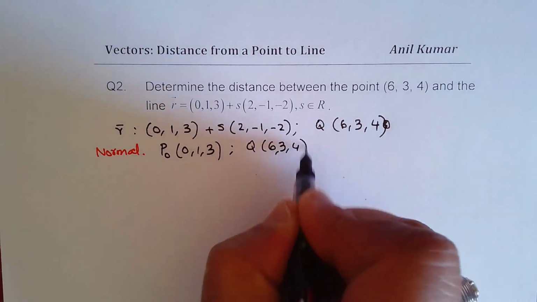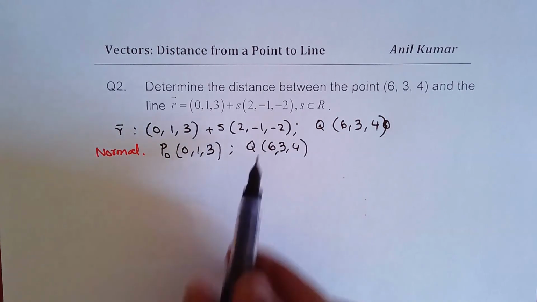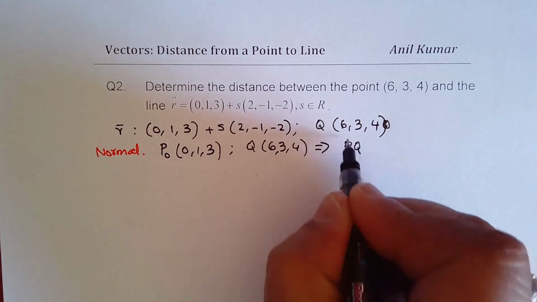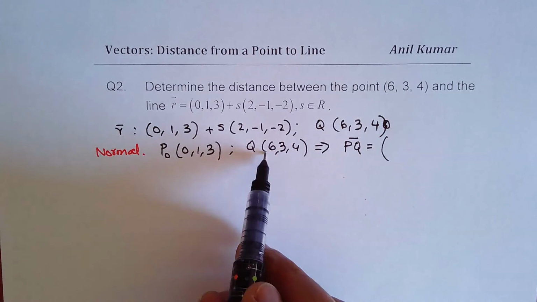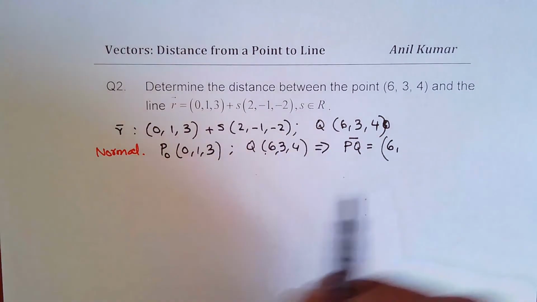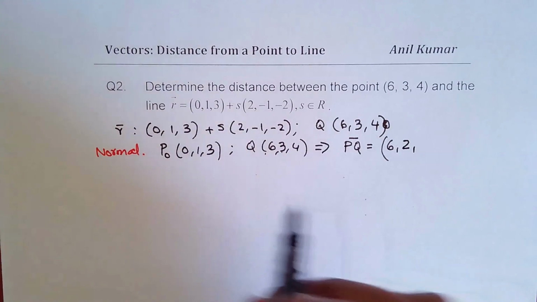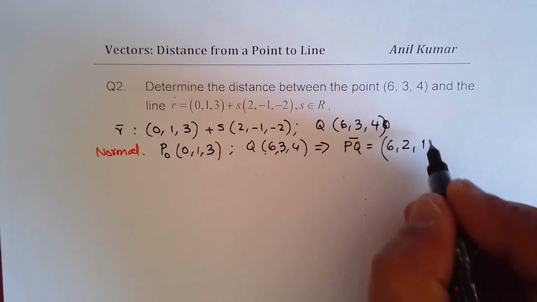So from here we can get the vector PQ. PQ will be 6 minus 0, which is 6, 3 minus 1, which is 2, and 4 minus 3, which is 1. So that becomes the PQ vector.